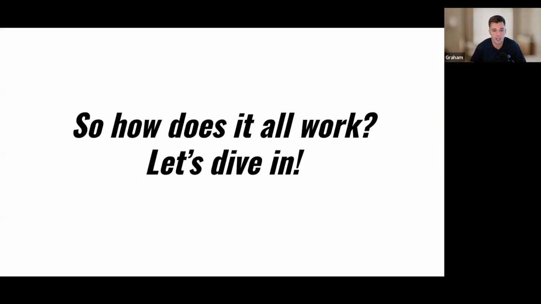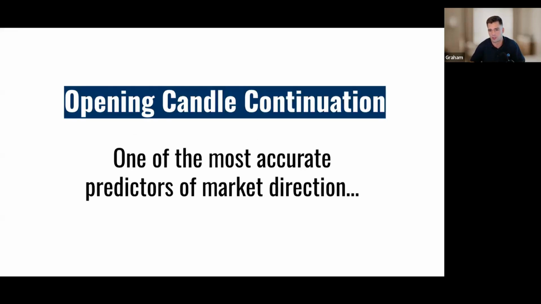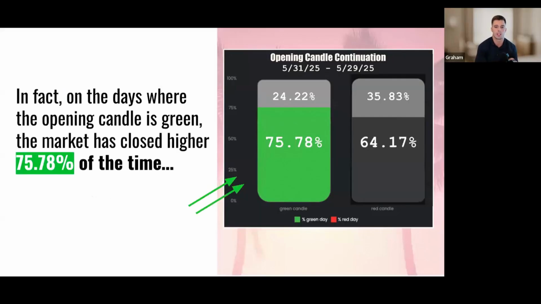So how does it all work? Well, let's dive in. This is going to be a little bit of a repeat, and then we'll dive into the details. Here's how it all started. It started when we uncovered what we call the opening candle continuation pattern, one of the most accurate predictors of market direction. You guys probably remember seeing this data piece. This is based on the 30-minute opening candle. When the 30-minute opening candle for the day is green, markets go up 3 out of every 4 times.